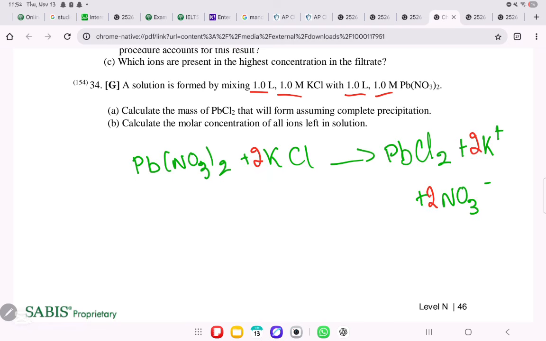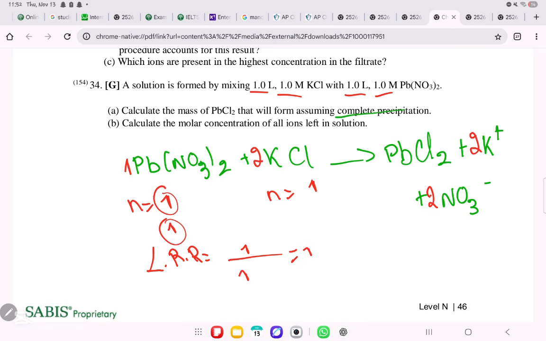Okay, so they said complete precipitation. Now, anyways, let us find the number of moles of this and the number of moles of this. It's 1 times 1, which is 1, and 1 times 1, which is 1. Let us see which one is the limiting reagent by taking each one and dividing by the coefficient. So 1 over 1 is 1. So this has a ratio of 1. And then 1 over 2 is half, which is smaller than 1. This has a ratio of half. So for sure, my limiting reagent is 2KCl.